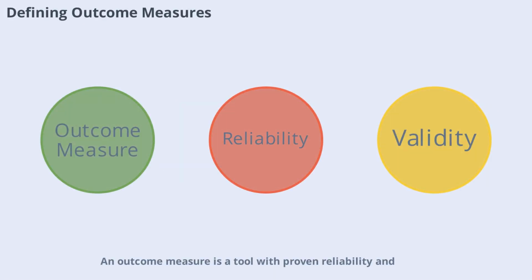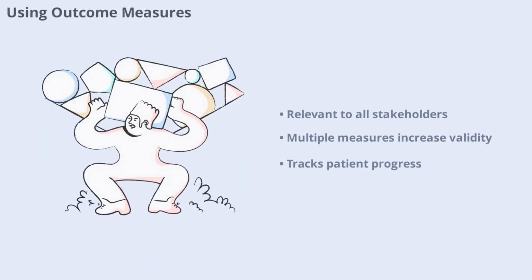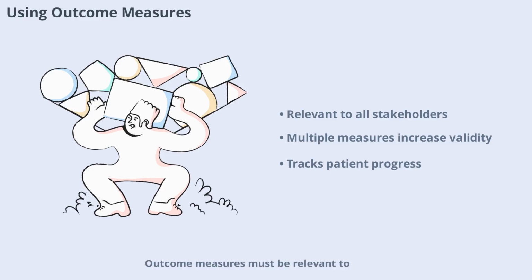An outcome measure is a tool with proven reliability and validity that tracks changes in a patient's status over time. Good outcome measures are quantifiable, practical, cost-effective, and relevant to the patient's condition. They help therapists, patients, and payers evaluate the effectiveness of interventions and justify ongoing care. Outcome measures must be relevant to all parties involved in patient care: the patient, therapist, and third-party payers.